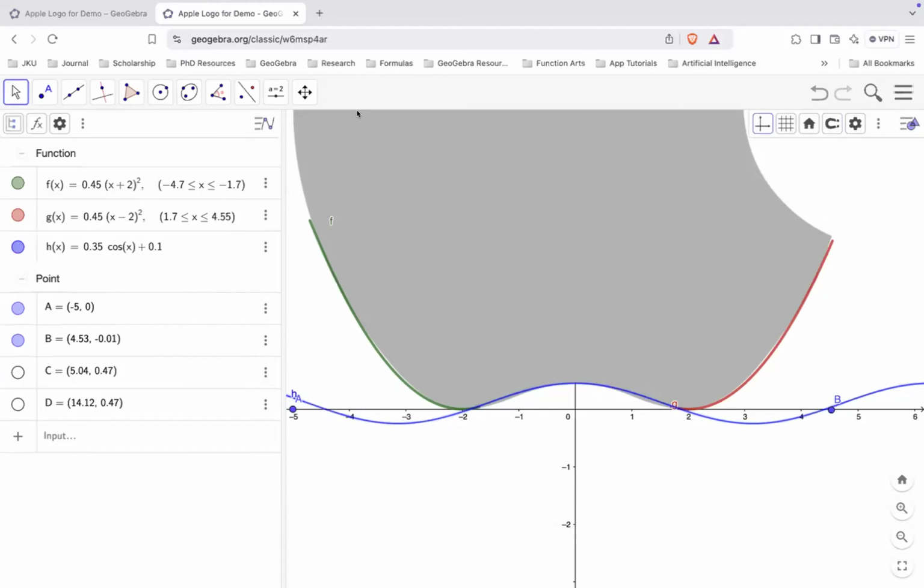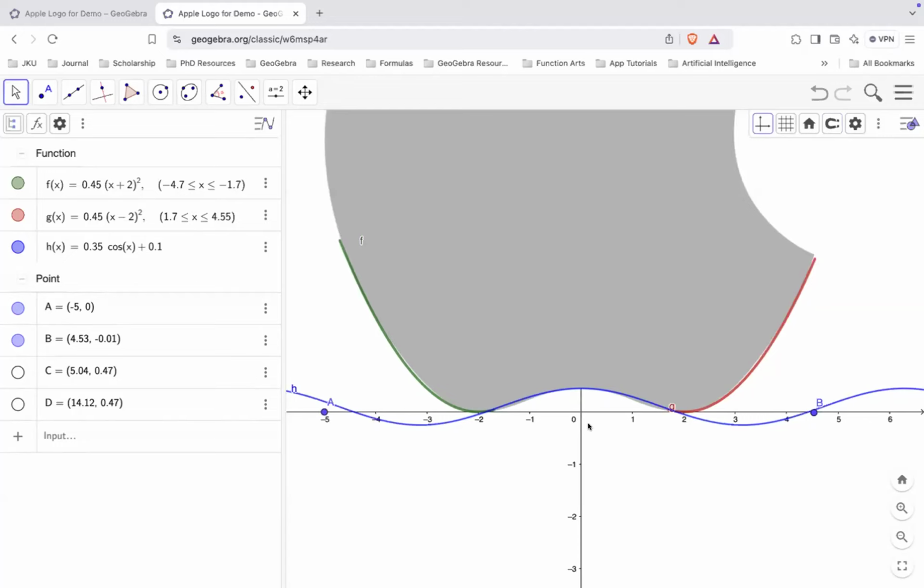What is the domain of this? Yeah, from negative 1.7 to 1.7. Because here we ended at negative 1.7 and then we started here at 1.7. So maybe we can use that domain. So x, this is a rough estimate. Of course, again, you can be as accurate as you want if you have time, but we don't have a lot of time.